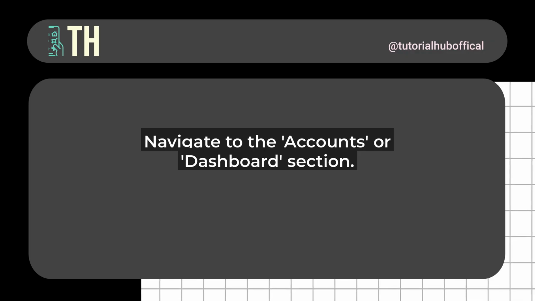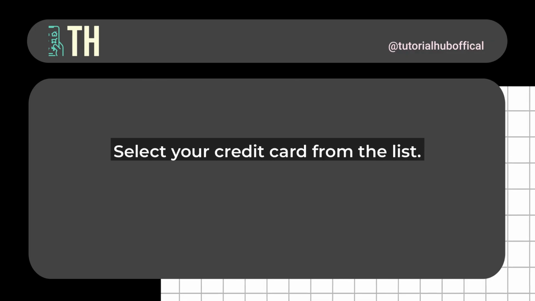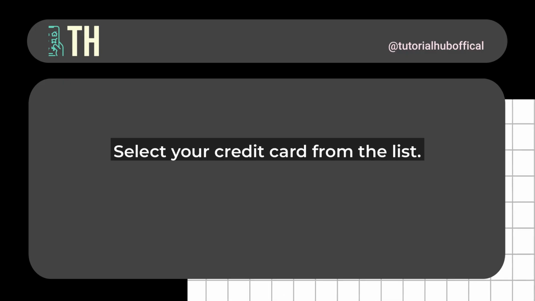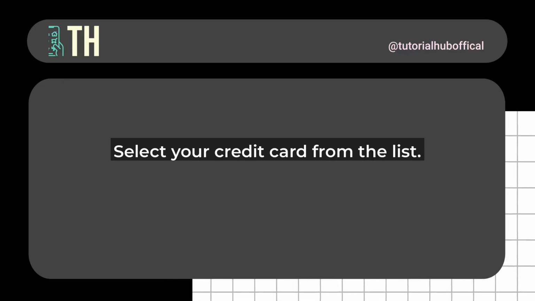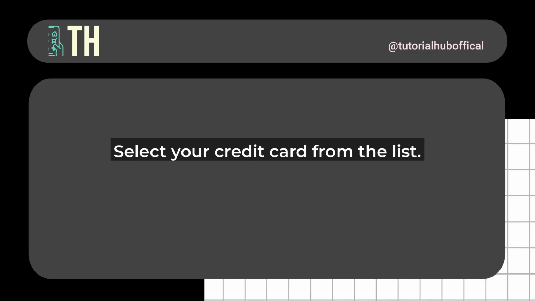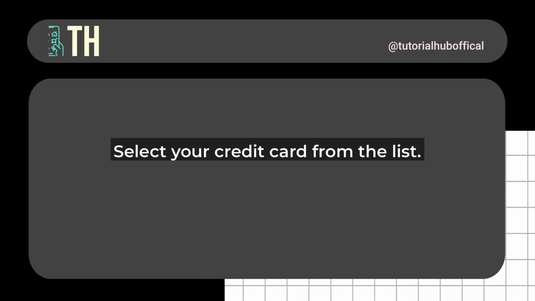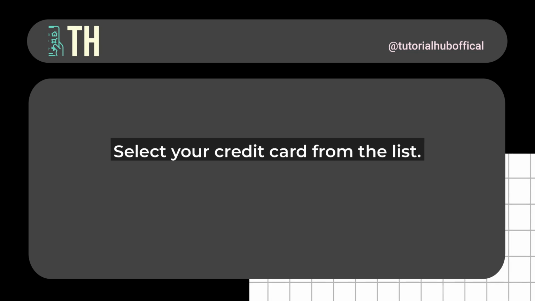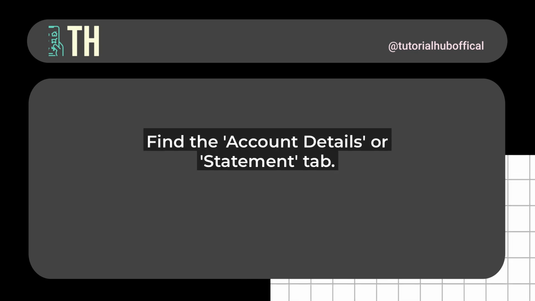Next, select your credit card from the list. This will take you to a detailed overview page. Look for the Account Details or Statement tab. That's where the magic happens. Scroll down until you find the section labeled Interest Rate, or APR, Annual Percentage Rate. This is the key information you're after.